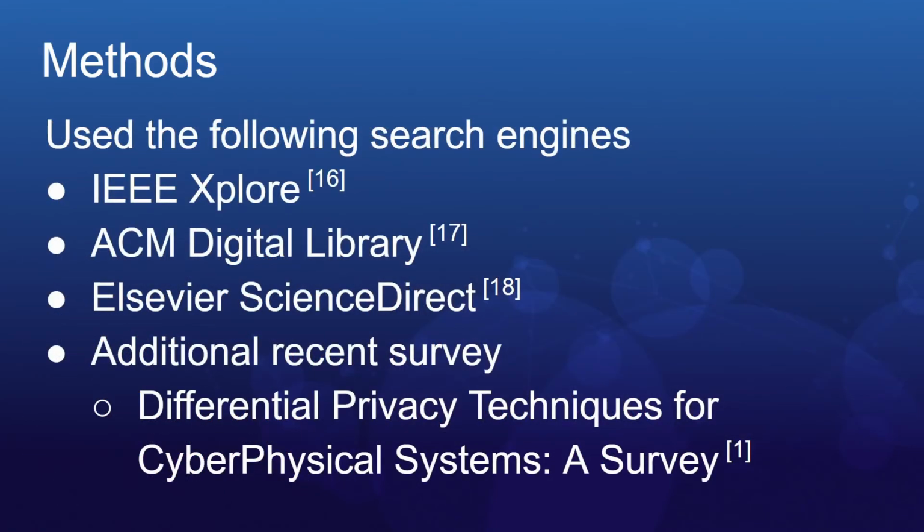Now, we used this search string in IEEE Explorer, ACM Digital Library, and the Elsevier Science Direct search engines. In addition, we also used the sources referenced in Differential Privacy Techniques for Cyber-Physical Systems, a survey. This is a very recent survey from 2019, and we hoped it could add a few additional sources. It was also a survey we were more familiar with, so we hoped this would better ensure that our research was accurate.